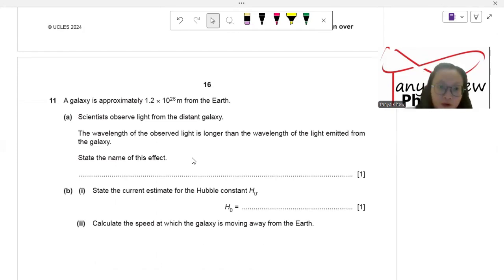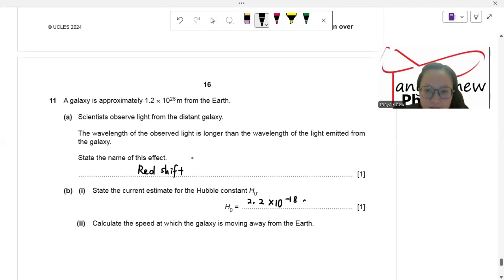That's it. Now, the last question, number 11. A galaxy is approximately 1.2 times 10 to the power 26 meters from the Earth. A scientist observed light from the distant galaxy. The wavelength of the observed light is longer than the wavelength of the light emitted from the galaxy. State the name of this effect. It is always redshift. B part 1, state the current estimate for the Hubble constant H naught. It is 2.2 times 10 to the power of negative 18 per second.